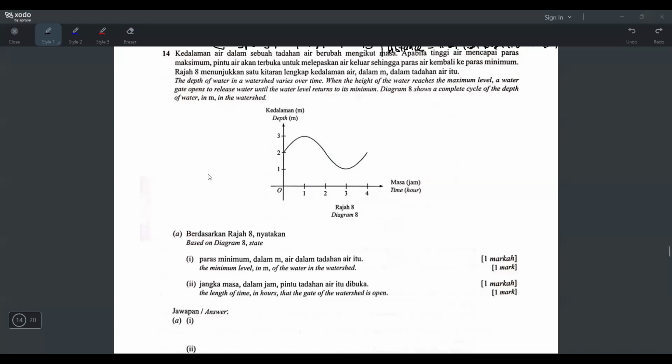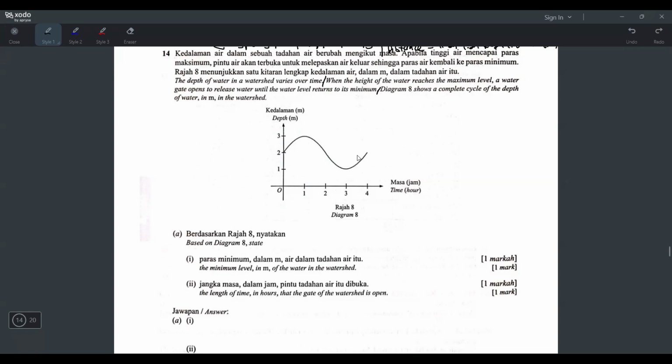Okay, I'll continue. Number 14. The depth of water in a watershed varies over time. When the height of water reaches the maximum level, a water gate opens to release water until the water level returns to its minimum. Diagram 8 shows a complete cycle of the depth of water in meters in the watershed.